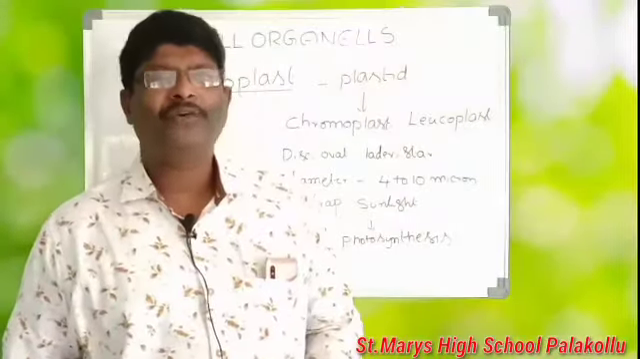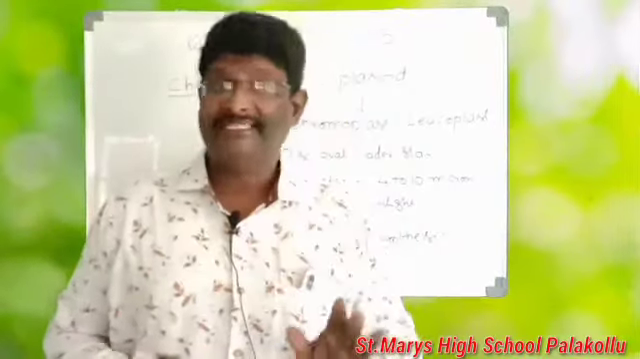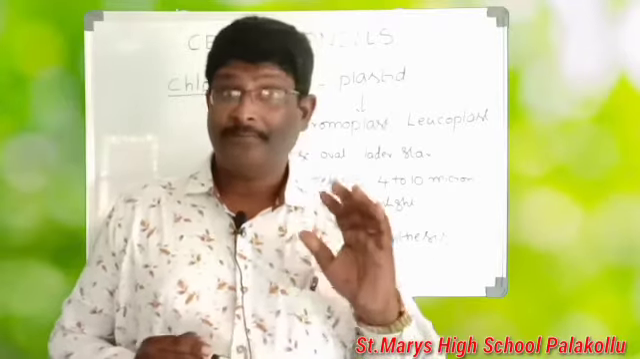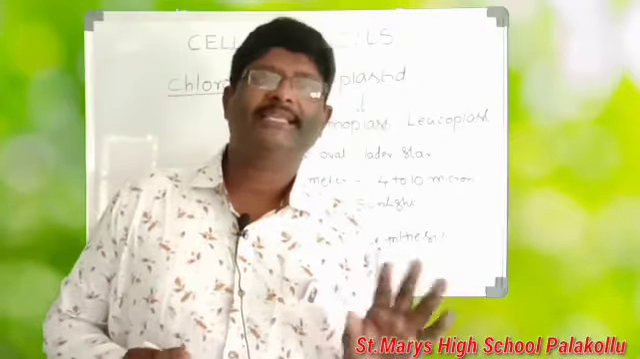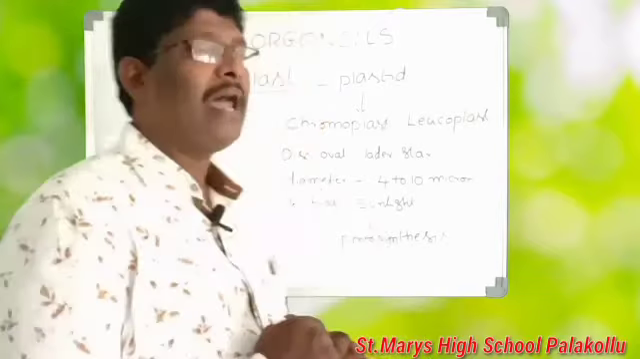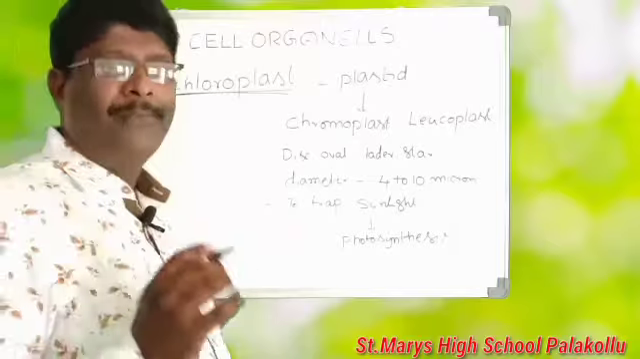Next, one of the important cell organelles which is present in the plant cell only, not in animal cell. That is called chloroplast. What is that? Chloroplast. It is one type of plastid.